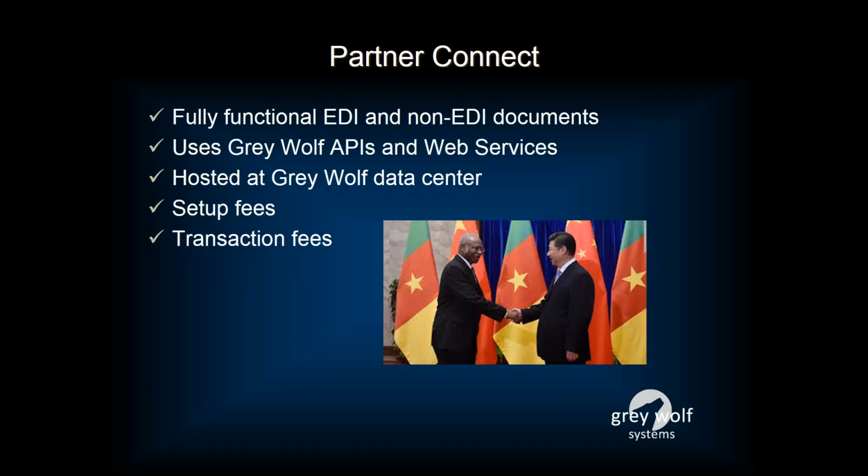We're able to support it. It's all hosted at our system, in our data center, and you don't have to buy any kind of software. What you do is you pay for a setup fee, and then you pay per transaction. The transaction fees can get all the way down to 2 cents per document. We don't charge per kilocharacter. We charge per document. And if you get enough volume with us, we can get it down to 2 cents.